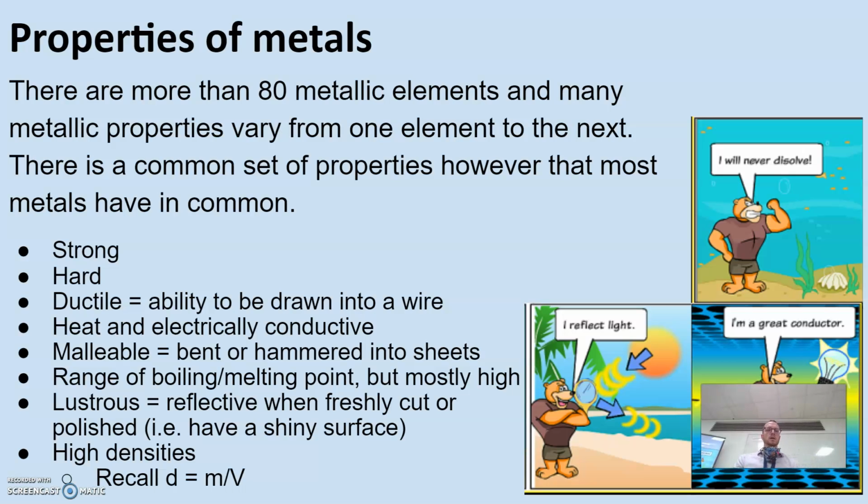Cool. So hardness is that ability to resist being scratched. The harder the substance, the less easy it is for it to be scratched. A harder substance will scratch a softer substance. Strength is a measure of how much of a load the object can take without deforming. High densities, we talked about densities. Recall that density equals mass over volume. That will be in your test next week.